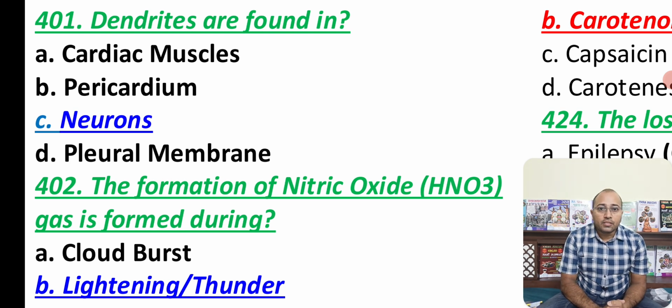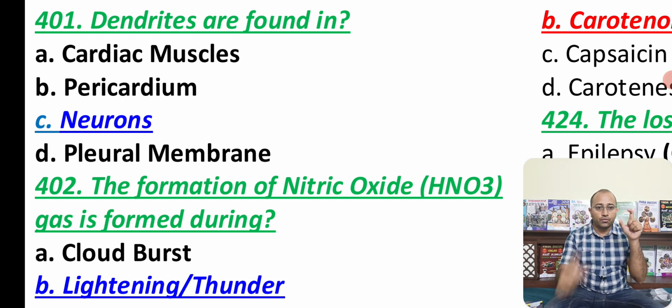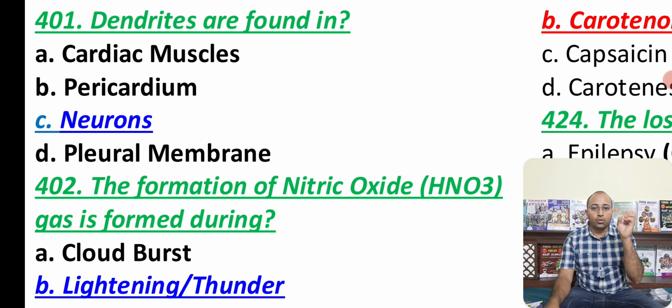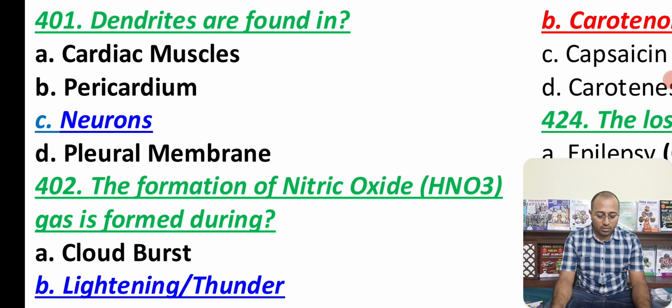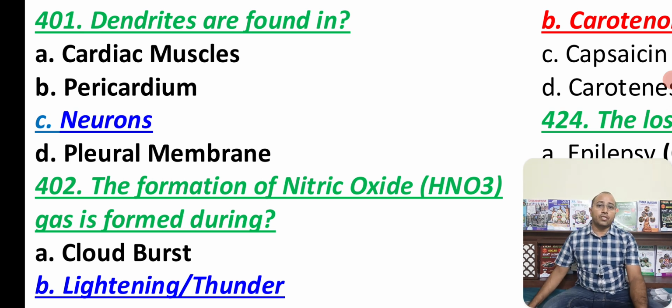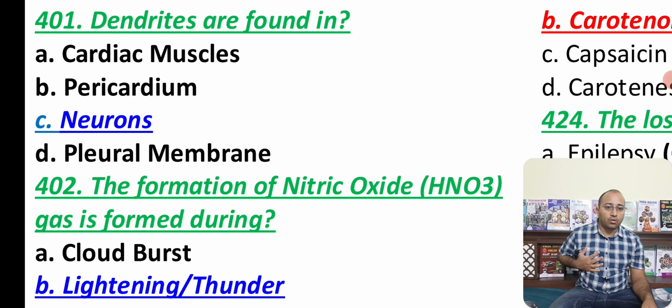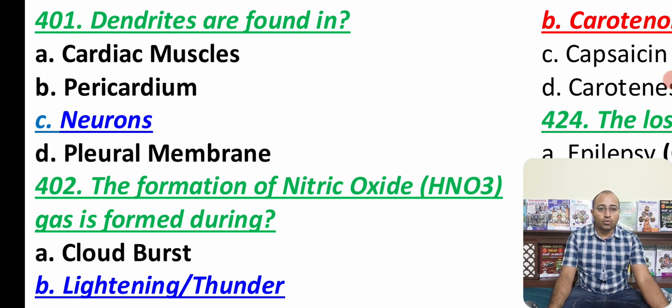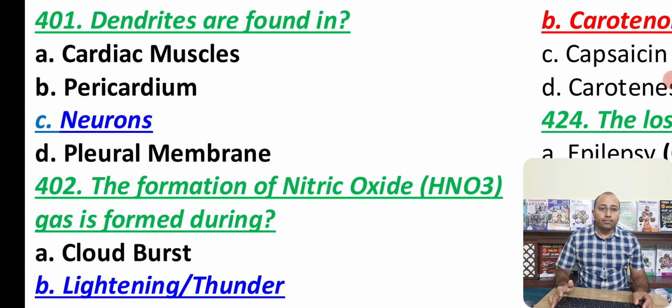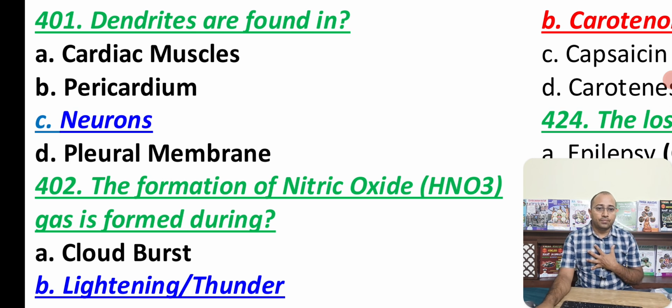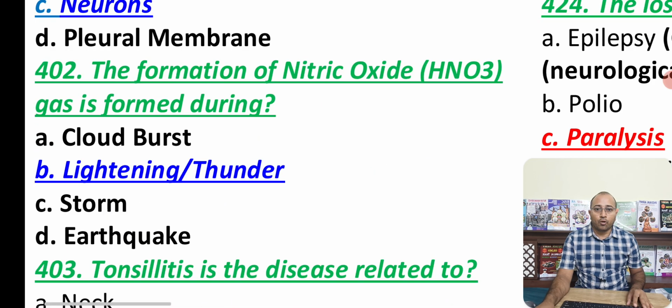So let us start. The questions are like this. Dendrites are found in neurons. You should know about the parts of the neurons. If you look at the parts of the neurons, you'll find root-like nodules in the neurons. They are known as dendrites. Very important, guys. The restless, very sensitive muscles, you can call them cardiac muscles, which are related to the heart. And pericardium is the outer layer of the heart. When it comes to the pleural membrane, very important, we have the lungs. The outer layer of the lungs is known as the pleural membrane. See, with one topic, maximum questions have been covered.